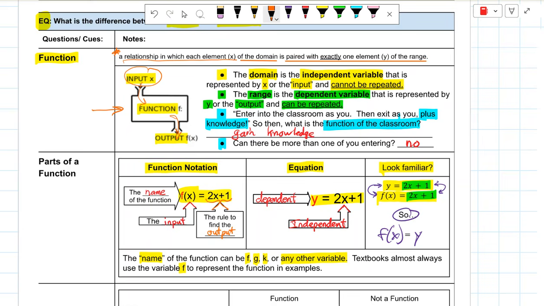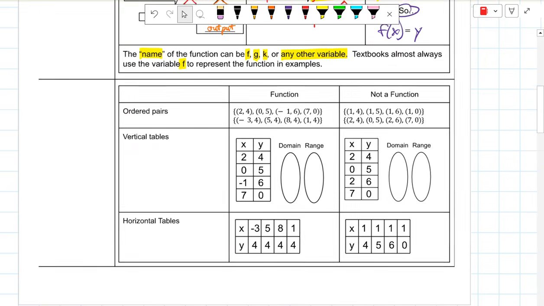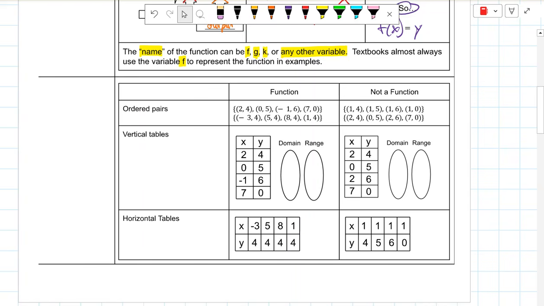That's the way it's supposed to work. But it is possible for you to come in the classroom, and the function of the classroom is to teach knowledge to you, to teach math. And it's possible to learn nothing in the classroom and come out exactly as you came in. Or it's possible for you to go into the classroom and learn a lot and come out even better. So let's take a look at how to know what a function is and what a function is not.